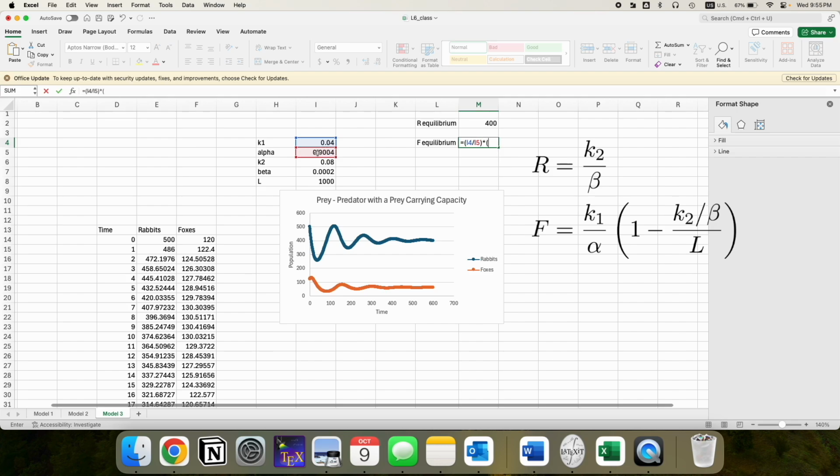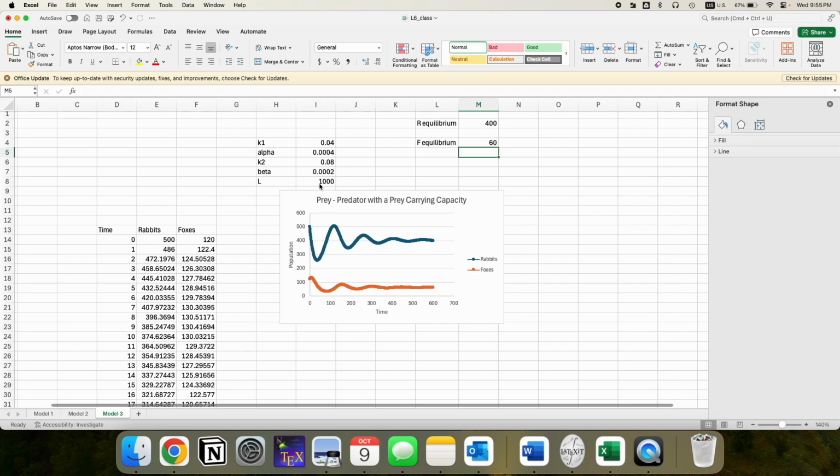Multiply with the second part, which is 1 minus the fraction. So I'm going to type the numerator now. Open parenthesis for the numerator, so K2 divided by beta. Right, so that's the numerator altogether, divided by the denominator, which is the carrying capacity L. Now you close parenthesis to end the second part of the solution. You hit enter and you should get the solution for F equilibrium. So in this case, F, the number of foxes, reaches 60.